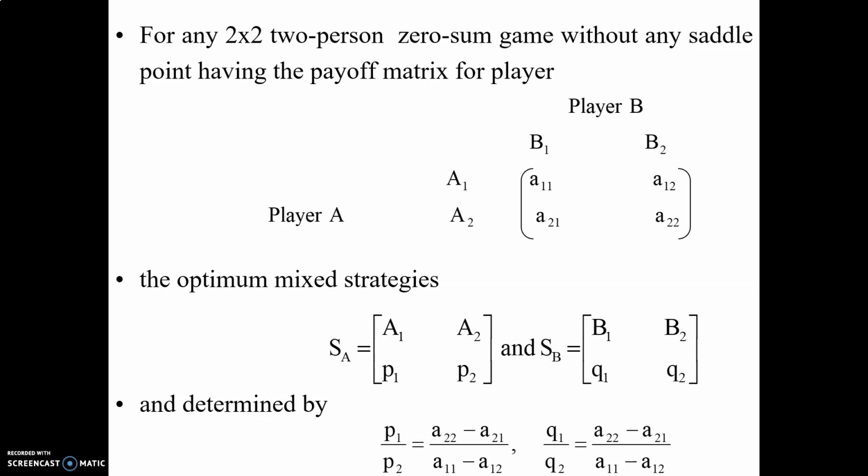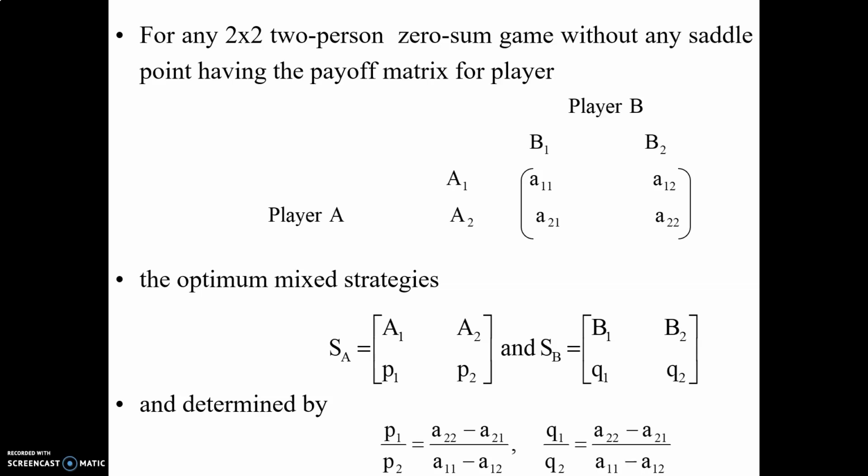For any 2 by 2 two-person zero-sum game without a saddle point, having the payoff matrix for player A and player B, the optimum strategies will be SA equal to A1 A2 with P1 P2, and SB equal to B1 B2 with Q1 Q2, determined by P1 equal to (A22 minus A21) upon (A11 plus A22 minus A12 minus A21). That means the latter has to be subtracted from the former. Q1 is equal to (A22 minus A12) divided by (A11 plus A22 minus A12 minus A21).